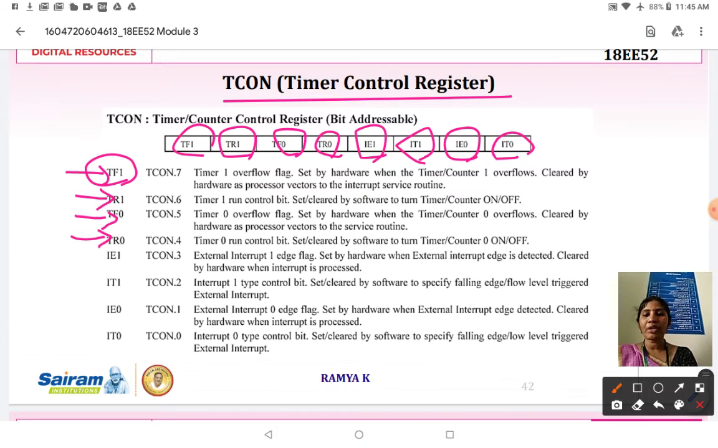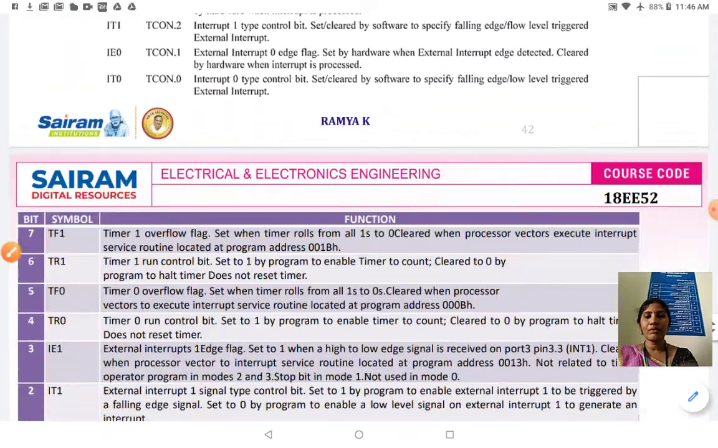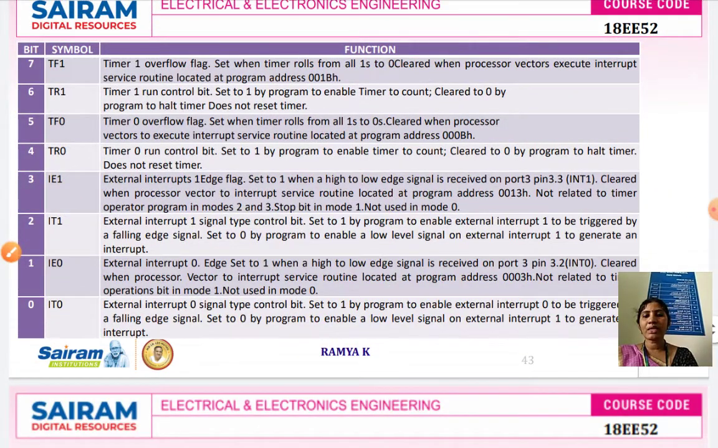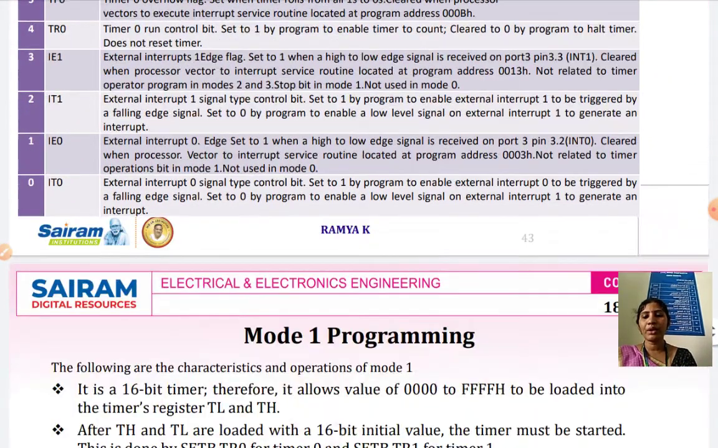TCON is your timer control register. So TCON 0 to TCON 3 is your timer control register, which is essentially used for internal interrupts or external interrupts. The explanation and the function of the same is given over here.